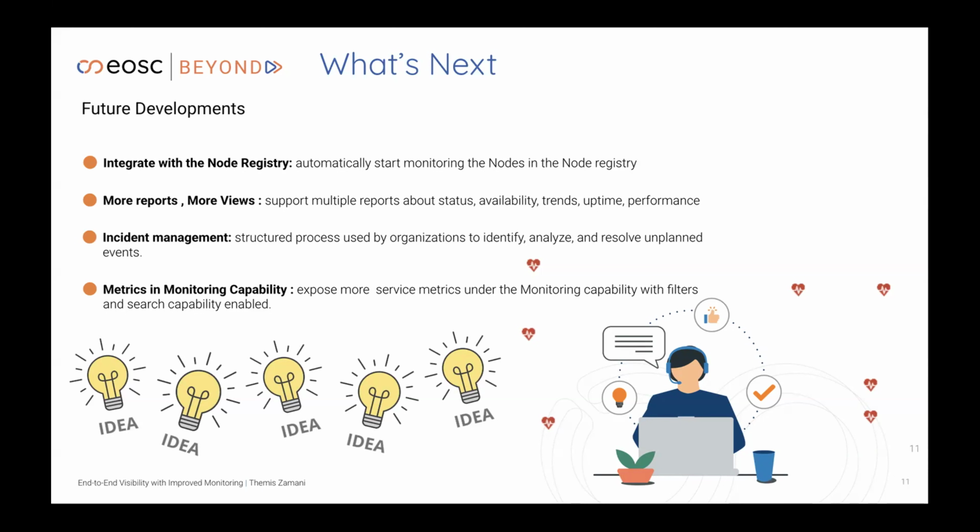We're thinking of offering incident management, which is a process used by the organization to identify, analyze, and resolve unplanned events. We're going to add more metrics in the monitoring capability, exposing more service metrics with filters and search capability enabled. And last but not least, one of our main focuses will be to integrate with the node registry, with which this service will have the list of all available nodes and the services they have. So the idea is that we want to automatically start monitoring the different nodes and the services they have, of course, if the nodes want that. So those are the future developments that we have in mind.